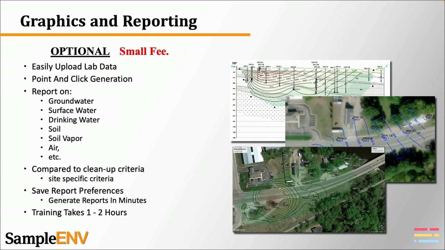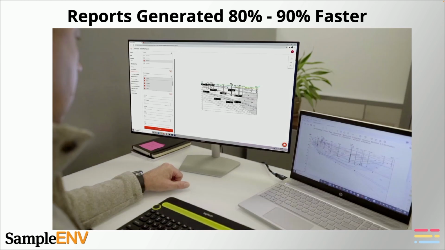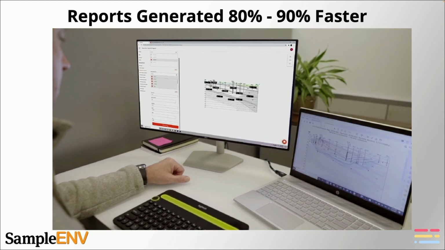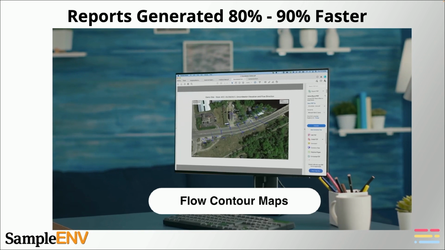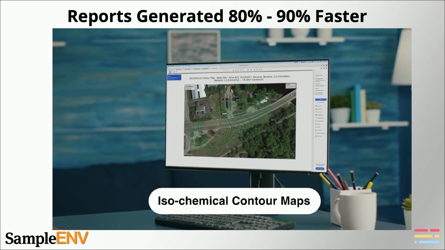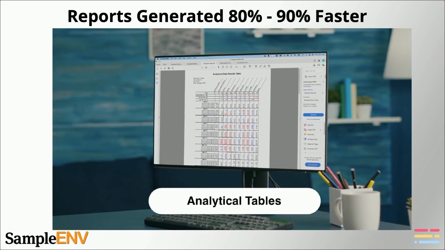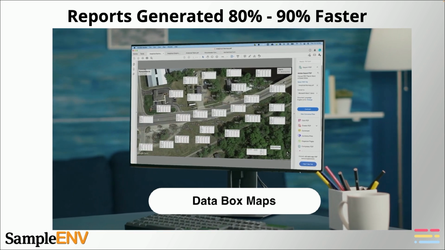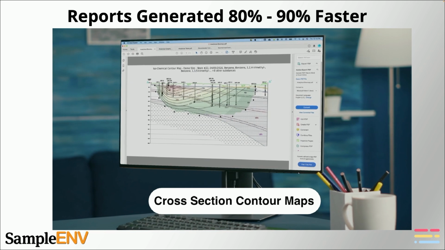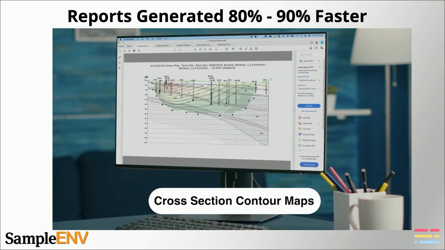The vast majority of users choose to opt into our reporting functionality because of the value and simplicity of the reporting product. Here's a quick video illustrating the various types of reporting products we have. We can generate isochemical contours on a cross-section, groundwater flow contours, all kinds of data graphs and data tables, data box maps that you can compare to different cleanup criteria, and isochemical contours on a flat map. And as mentioned, isochemical contours on a cross-section.